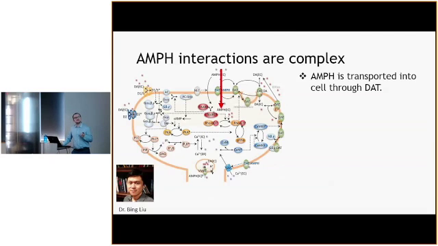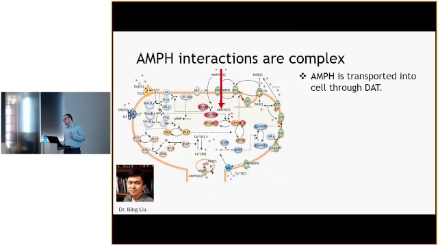One of them is the amphetamine transport through the dopamine transporter. Amphetamine will get inside the cell. It's not like the cocaine case, where it was easy because the effect is only on the extracellular side and there's nothing happening at the intracellular side. But this time it goes into the cell, and then it will start interacting with the other molecules.